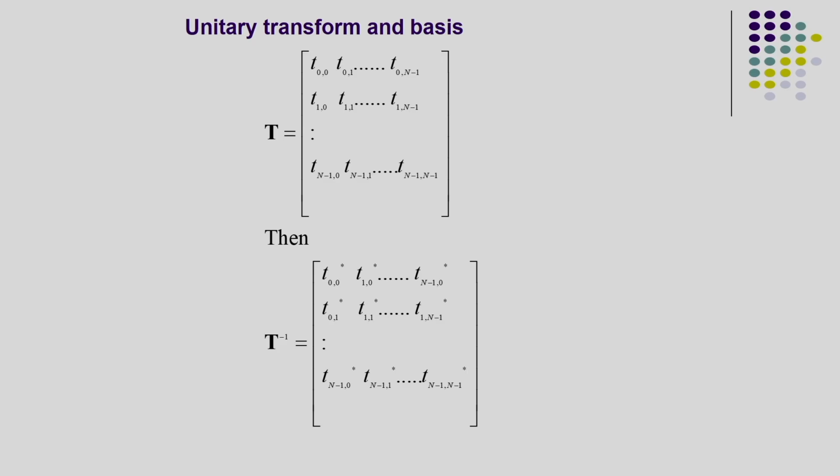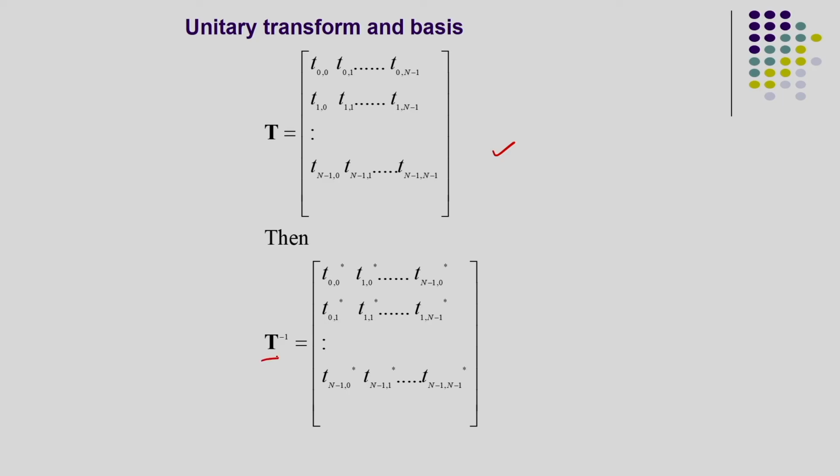Now let us consider the unitary transformation and basis. I am considering one transformation matrix, the transformation matrix T, and I am considering the unitary transformation. The rows of the transformation matrix are like this: T00, T01, T0 n minus 1, T10, like this. I have the transformation matrix. Then what will be my T inverse?